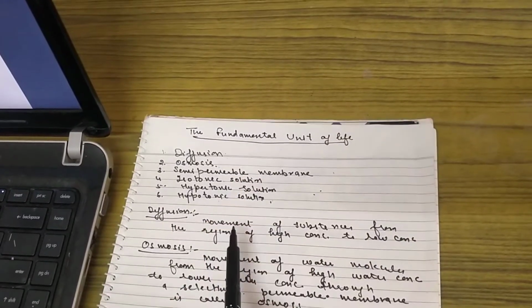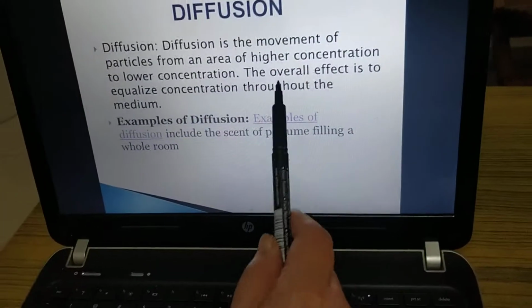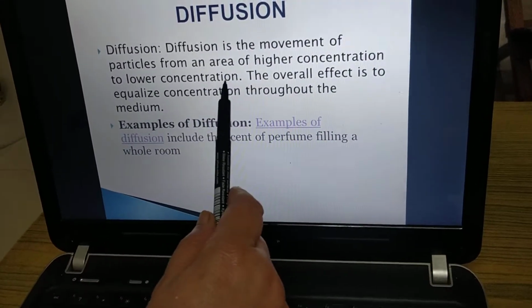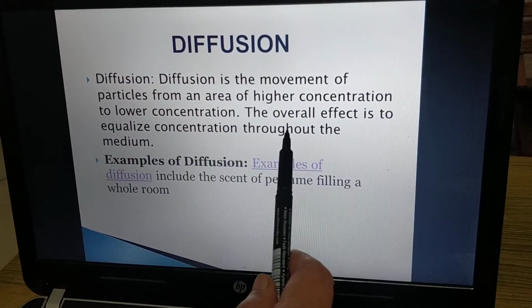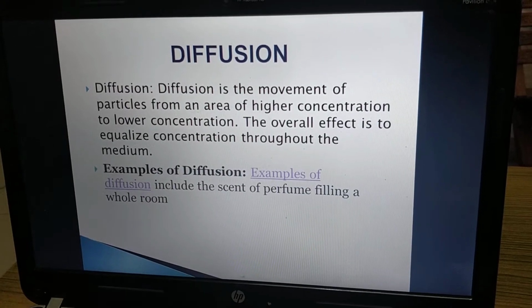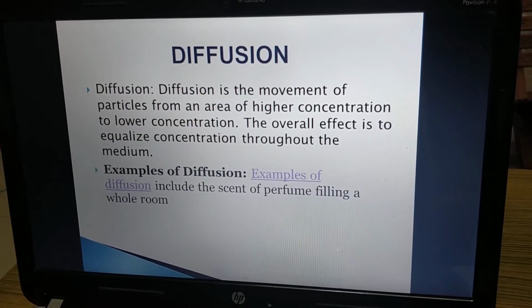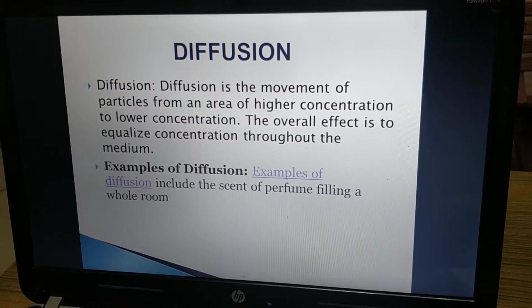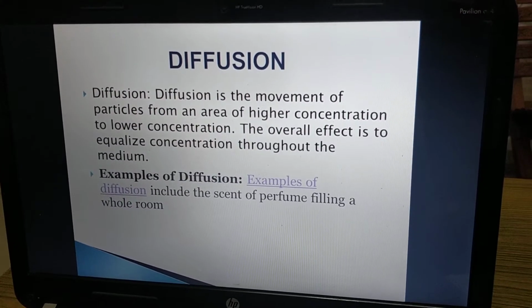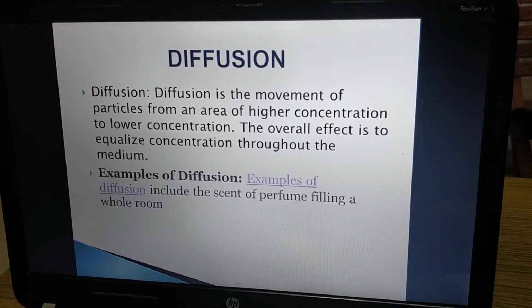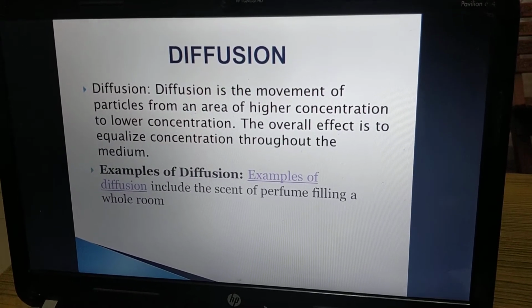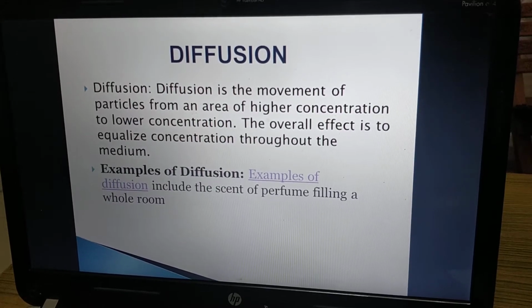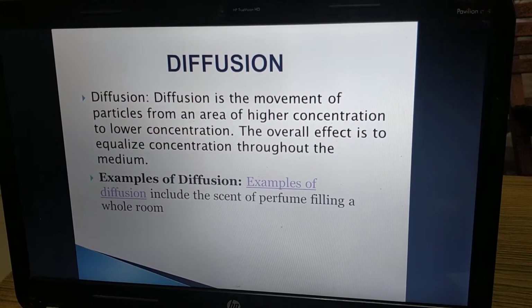Diffusion is the movement of particles from an area of high concentration to low concentration. Its effect is to equalize concentration throughout the medium. A simple example of diffusion is when we open a bottle of perfume, in one corner of the room we can smell it from the other corner. It's only diffusion. Then diffusion of gases, carbon dioxide and oxygen, occurs in cells, in tissues.